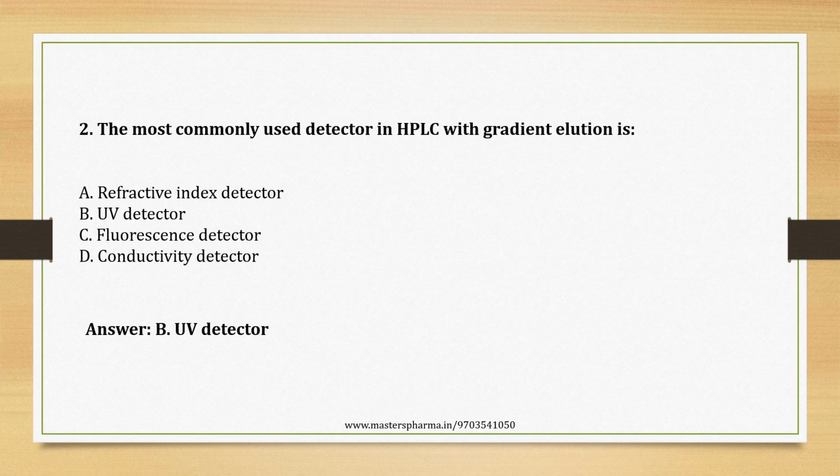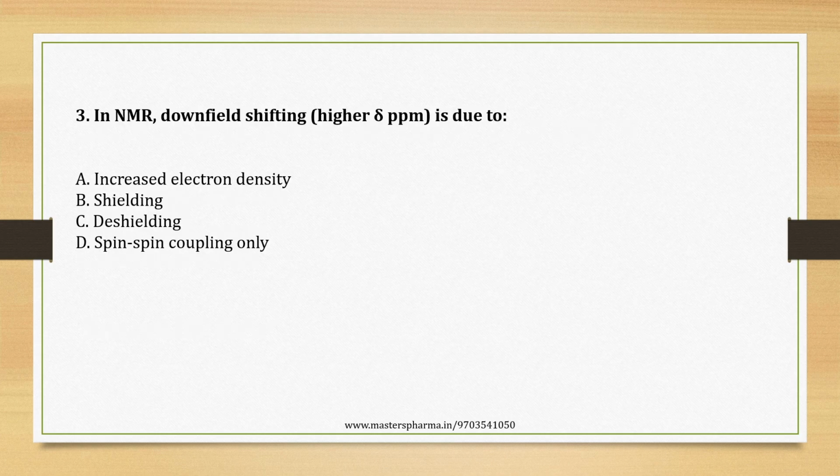The next question. In NMR, downfield shifting is due to: Option A, increased electron density. Option B, shielding. Option C, de-shielding. Option D, spin coupling. Here the correct option is option C, de-shielding. Why does de-shielding cause a downfield shift? When electron density around a proton decreases, the external magnetic field is felt more strongly. Thus, it increases the required resonance energy, and the peak moves downfield.